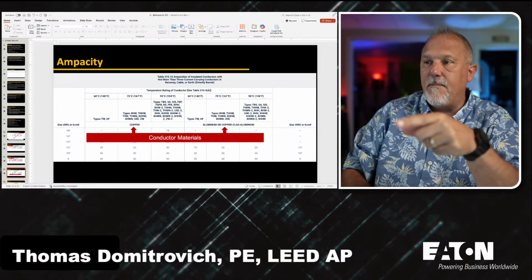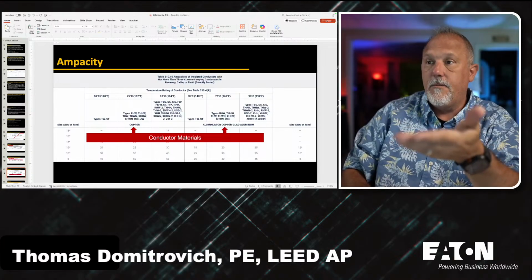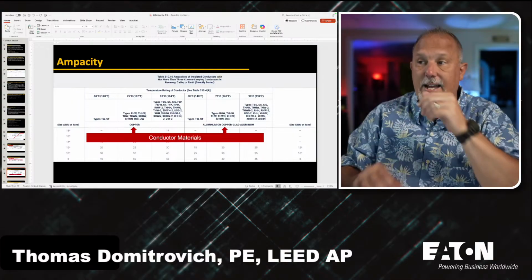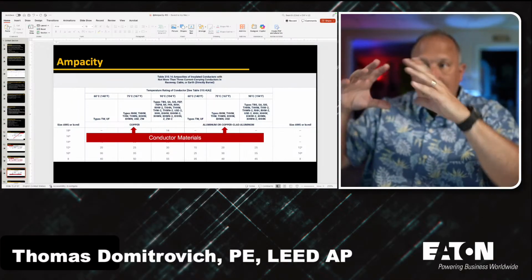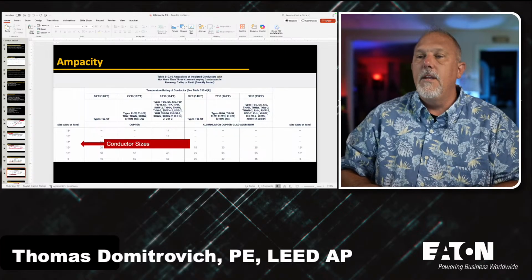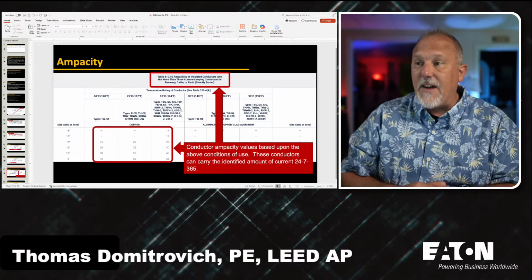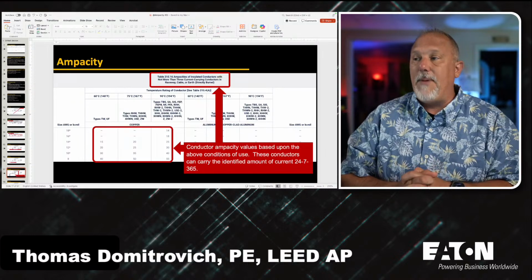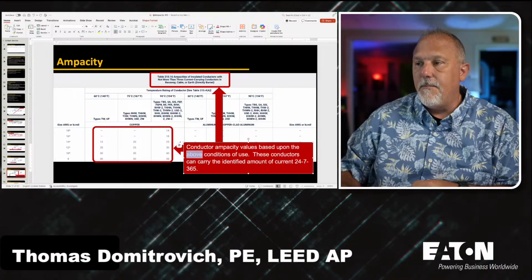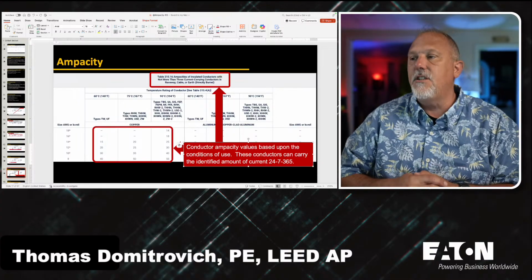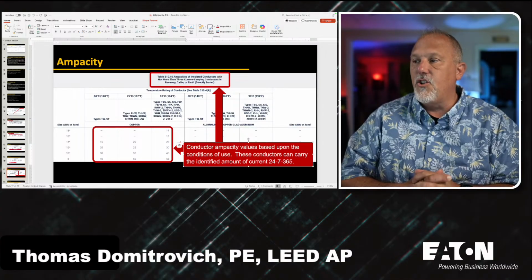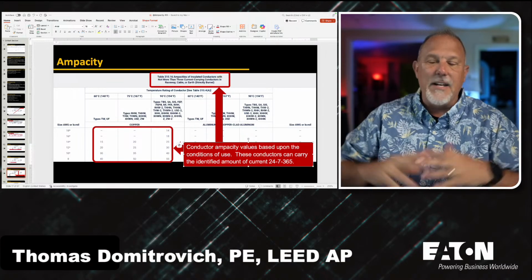And then I have my conductor materials, right? So it's copper, aluminum, or copper clad aluminum. I've got to use the right sets. So that's basically the layout of this table. All right. And then I have my conductor sizes. And then finally, those are my conductor ampacity values based upon the conditions of use. These conductors can carry the identified amount of current 24/7, 365, right?